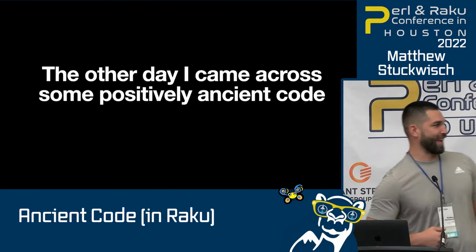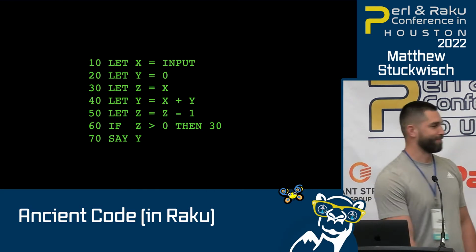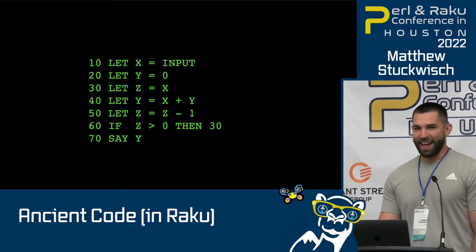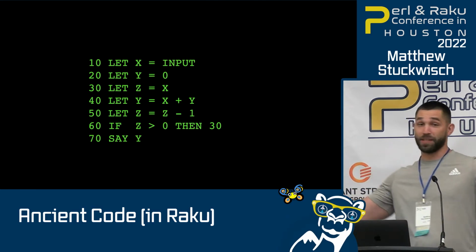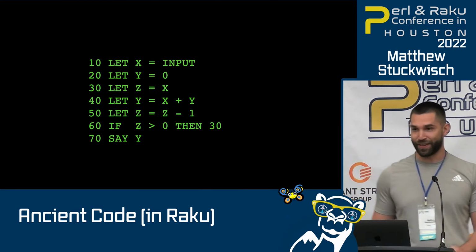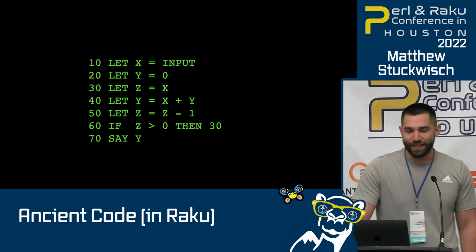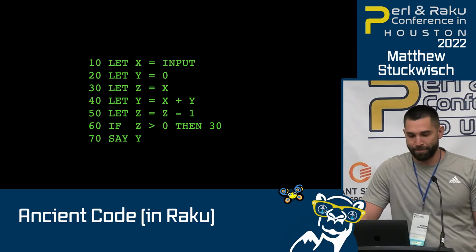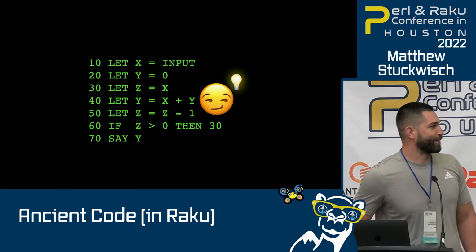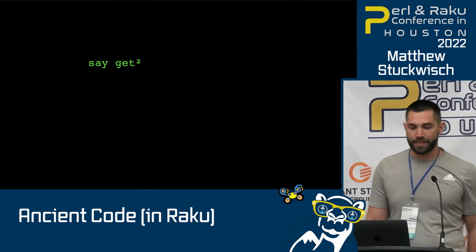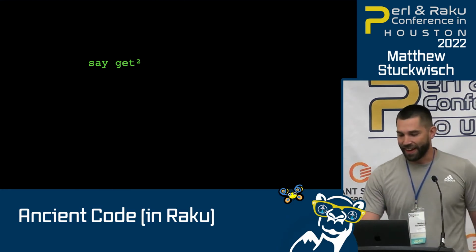But the other day, I came across some positively ancient code. And you know, I'm a little young, so I wasn't really sure what this was. Thankfully, there are some people here who have experienced this code for real in their career. And they told me that this code here is basically the same. I was like, what? I thought to ask people. And they told me this is basically the same as, say, get squared. This is the Raku version of it, all right?